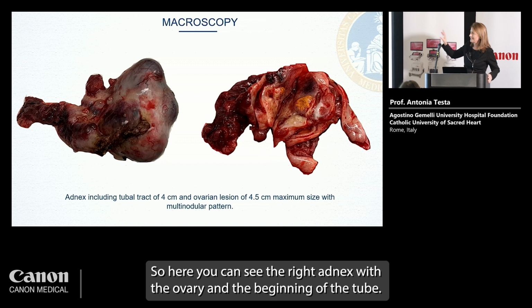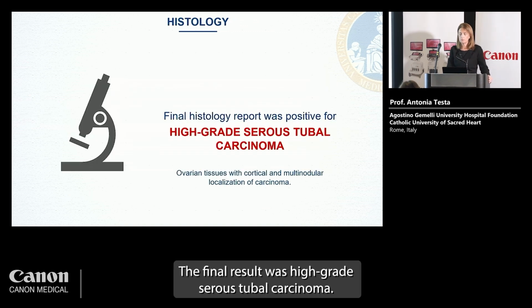I want to share with you the macroscopic view. So here you can see the right adnex with the ovary and the beginning of the tube. The final result was high-grade serous tubal carcinoma.